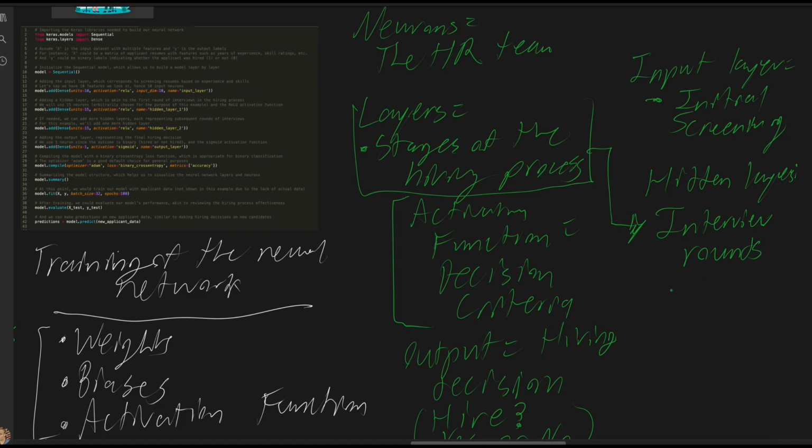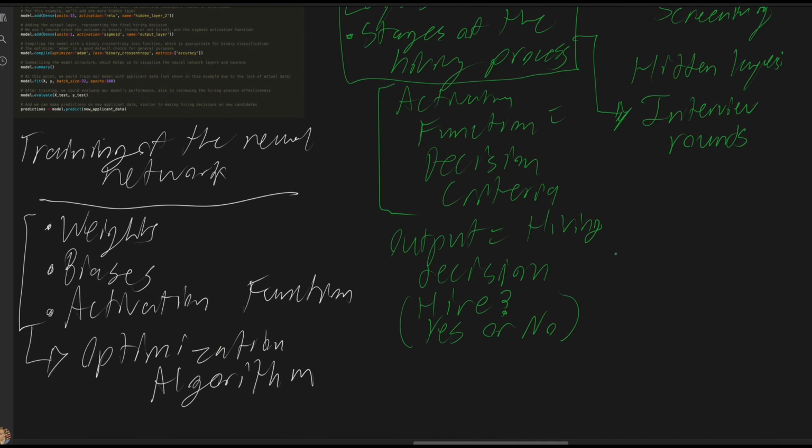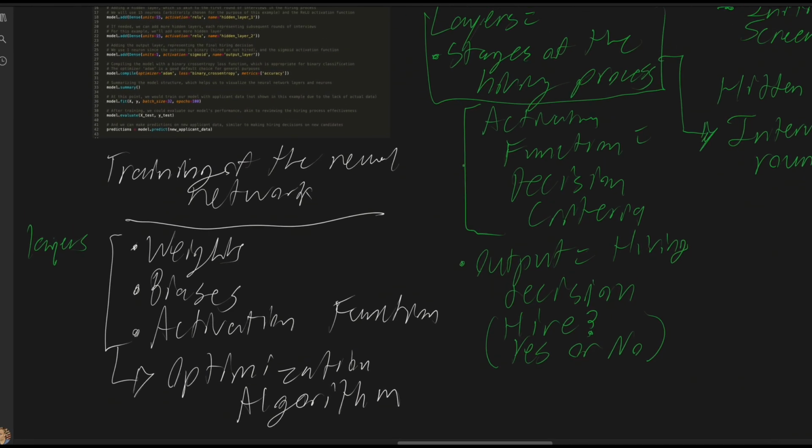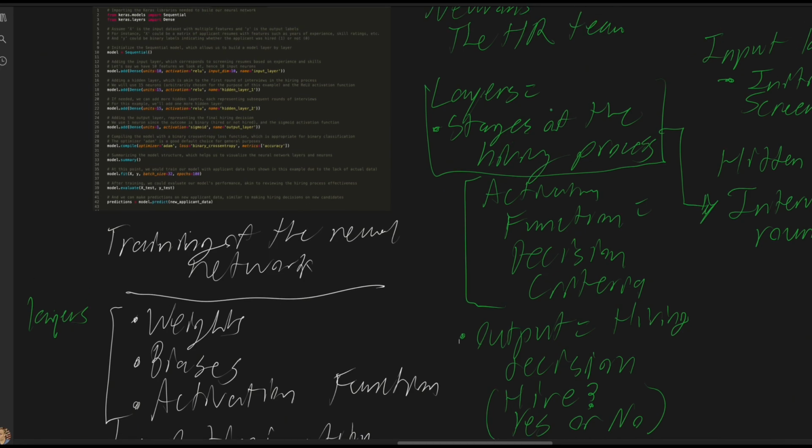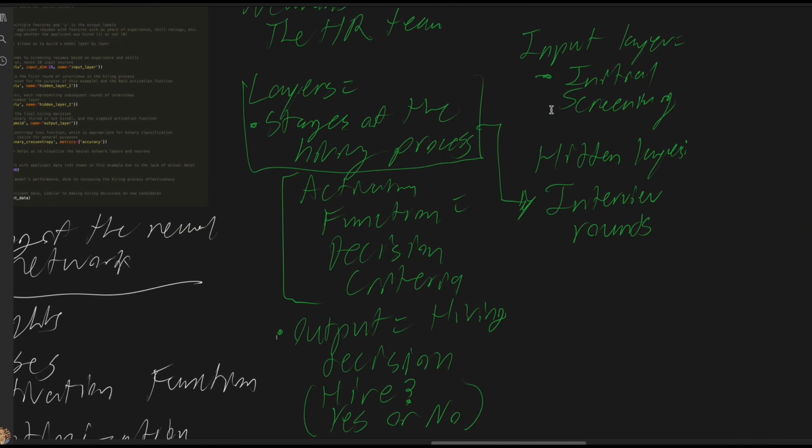Finally, the hiring decision is made, as we have said, from the output layer. So that's where the magic happens. And at each stage, certain criteria must be met for a candidate to proceed, like the activation function determines if a neuron signal should pass to the next layer.